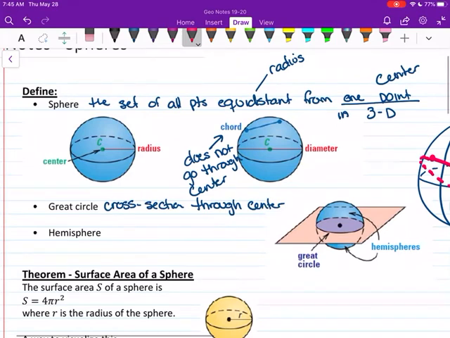So cool. A great circle will divide your sphere into 2 congruent halves, and those halves are called hemispheres. So a hemisphere is one of the 2 halves of the sphere created by a great circle.